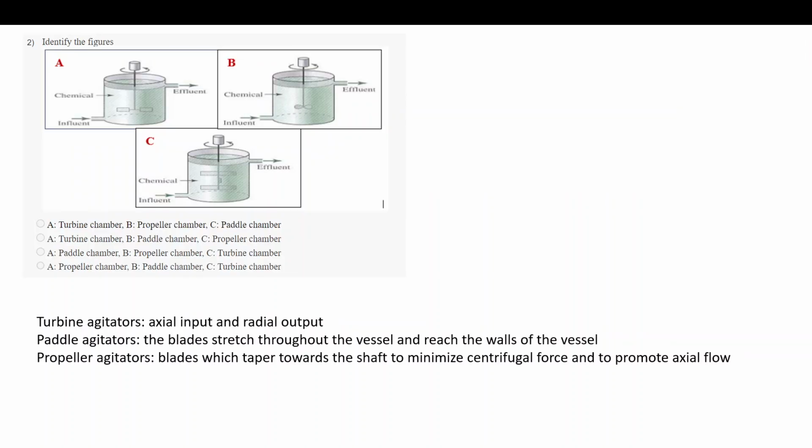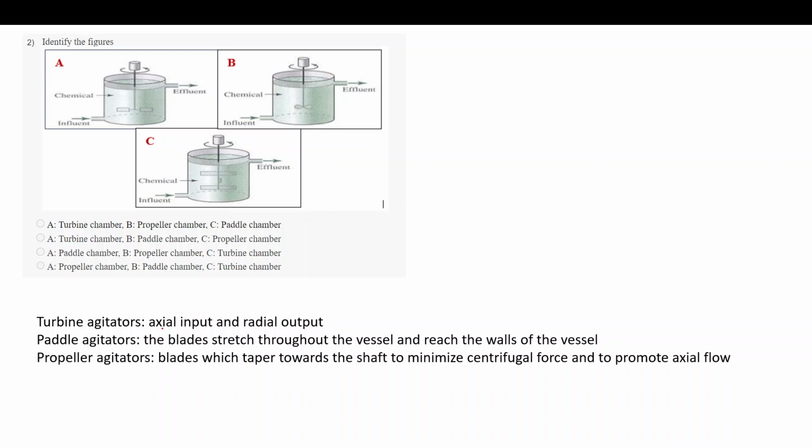Next question is identify the figures. If we look into figure A, these are turbine agitators, while next are propellers, and C is paddle mixers. Each of these has a different role, and depending on the shape that it has, it will serve a different purpose.